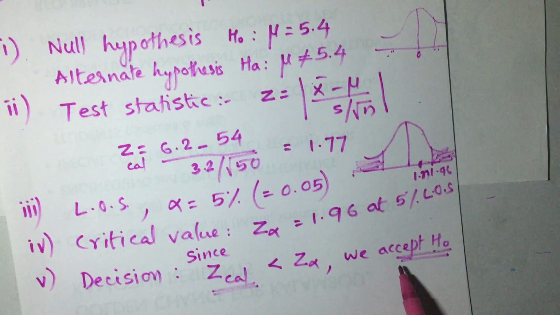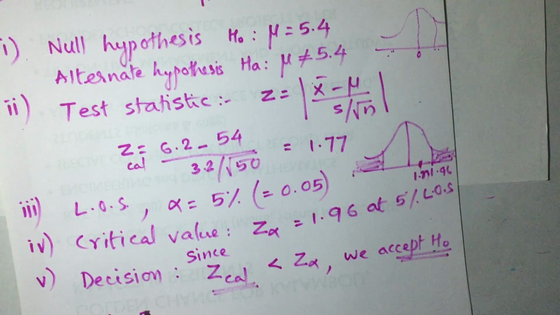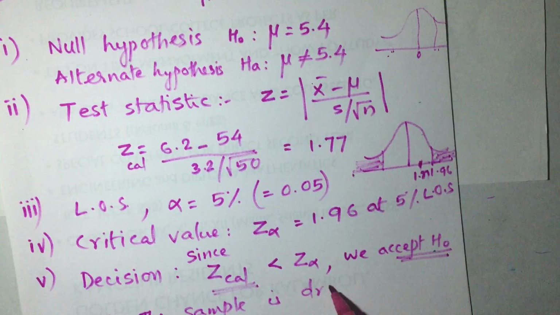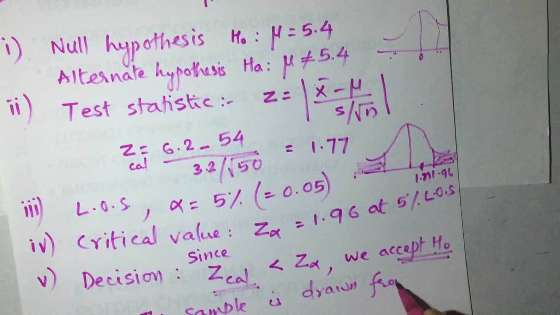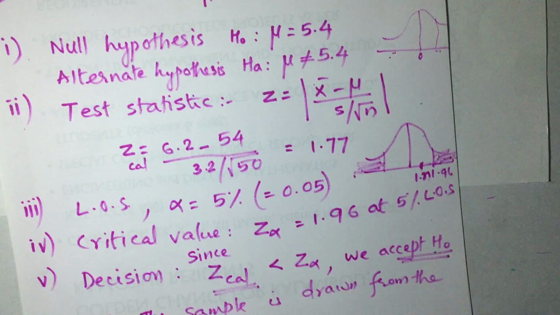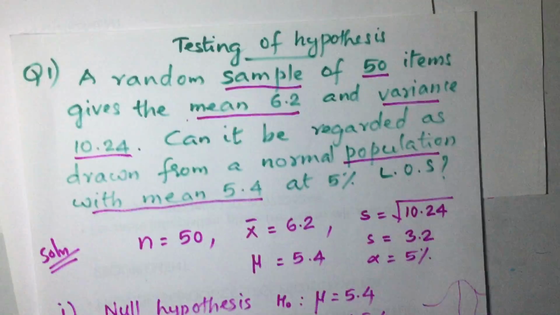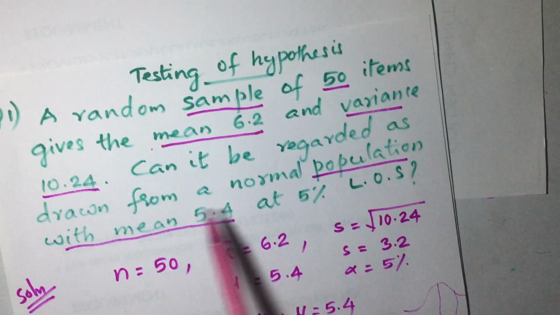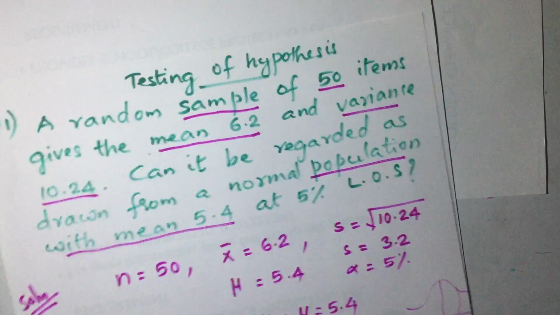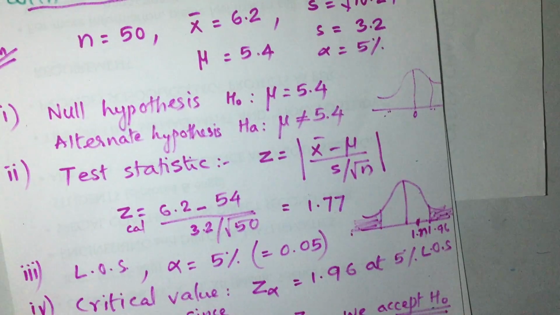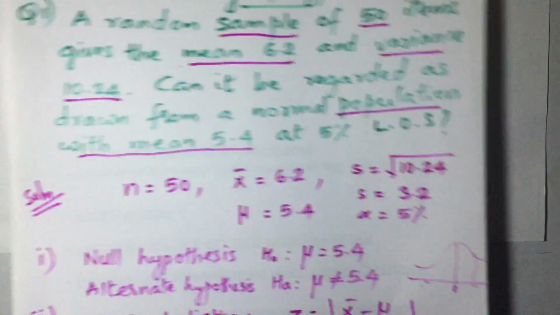So here the hypothesis is accepted, therefore the sample is drawn from the population with mean 5.4. How will you write that statement? Look at the last line of the question: can it be regarded as drawn from a normal population with mean 5.4? So the sample is drawn from a population with mean 5.4. So this is your first question, and this is the way to solve or test the hypothesis.